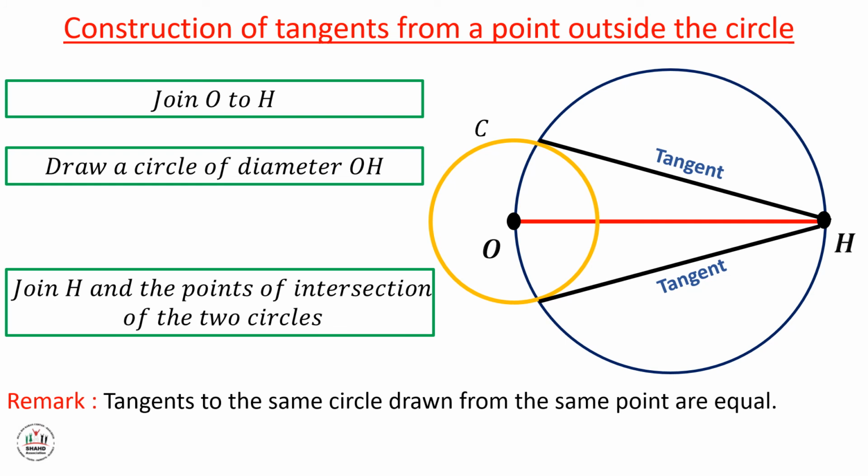Here we have a remark. Tangents to the same circle drawn from the same point are equal. So the drawn tangents are equal.